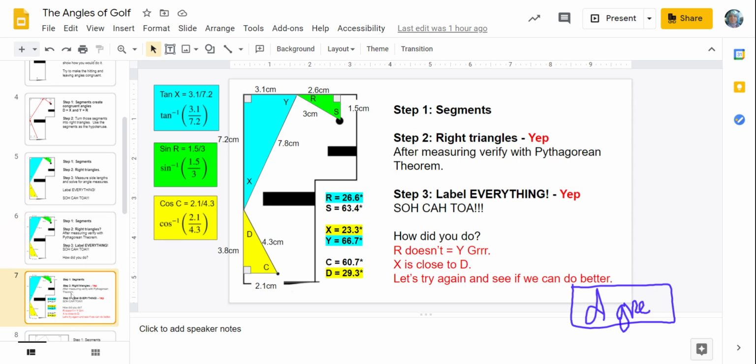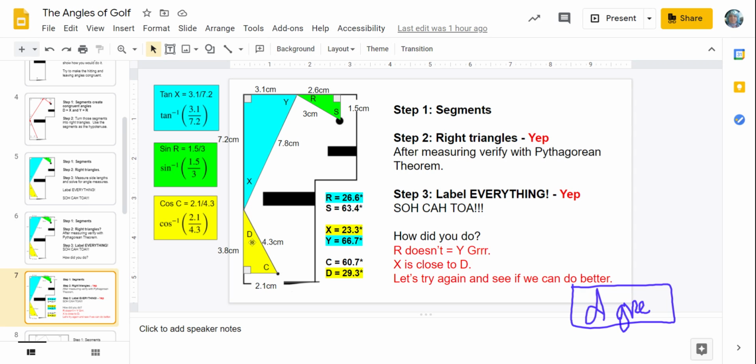So in the next slide, I've calculated all of that. So I've got my Y, that's 67 degrees. I've got my X, that's 23 degrees. I've got D, that's 29. C is 60. Remember, those two acute angles are going to add up to 90 degrees because you already have 90 degrees here, and they have to equal 180. So these two angles have got to equal 90 degrees. You use inverse functions to find the C, and then just subtract from 90 to find D.